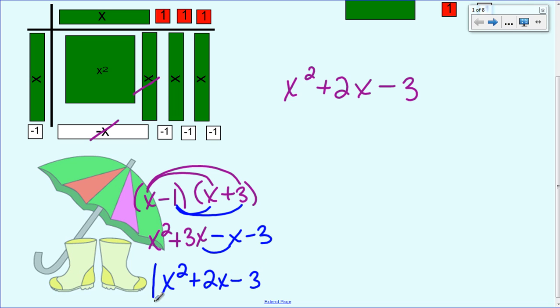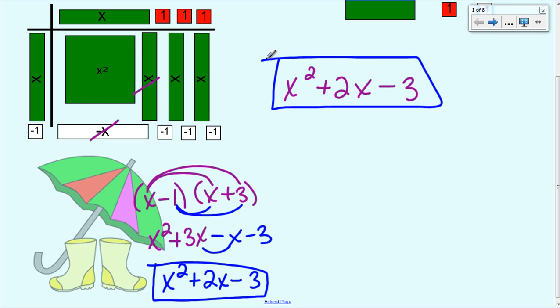And you should notice that this is the same answer as this one I used pictures to get. The second one I just did it algebraically doing double distributive property. And so they're the same thing. I distributed this x to everything up here and got my x squared plus 3x. And then I distributed the negative 1 to everything and I got the negative x minus 3. It's the same stuff that I have here, just one is pictures, one is not.